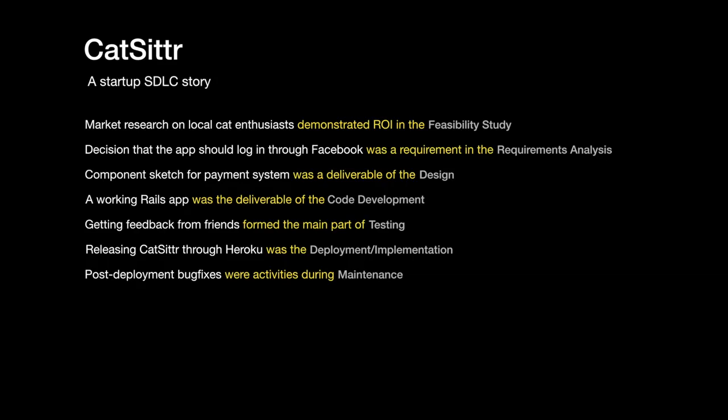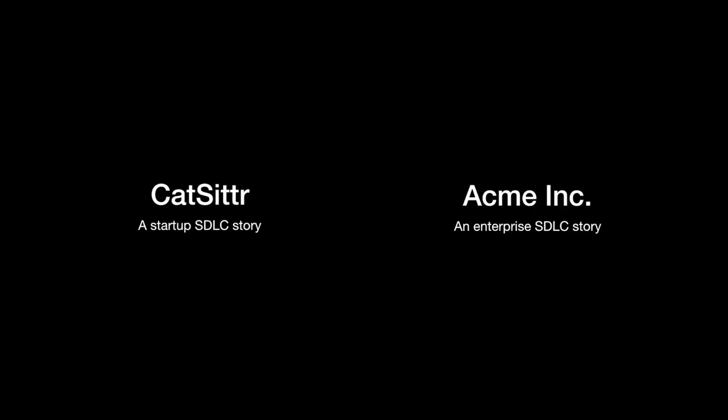A working Rails app was the deliverable of the code development phase, working code. Gathering feedback from friends formed the main part of testing. And releasing Cat Sitter through Heroku was the deployment/implementation. And the post-deploy bug fixes, as well as the features that got added, were all activities during the maintenance phase. Okay, so that's Cat Sitter using the software development lifecycle. Now, let's try it in a large company.